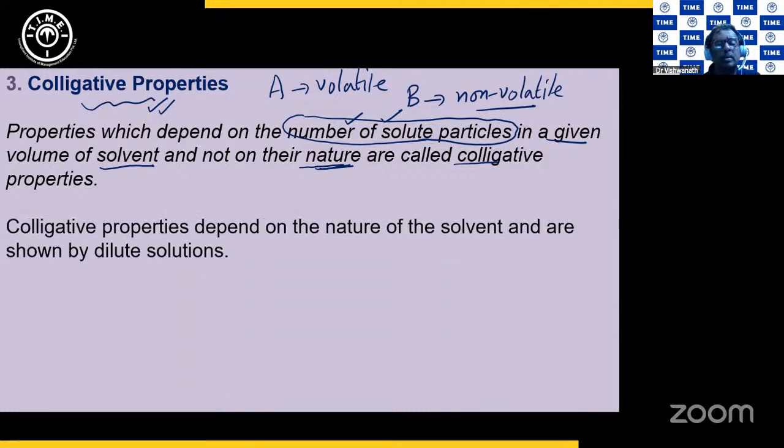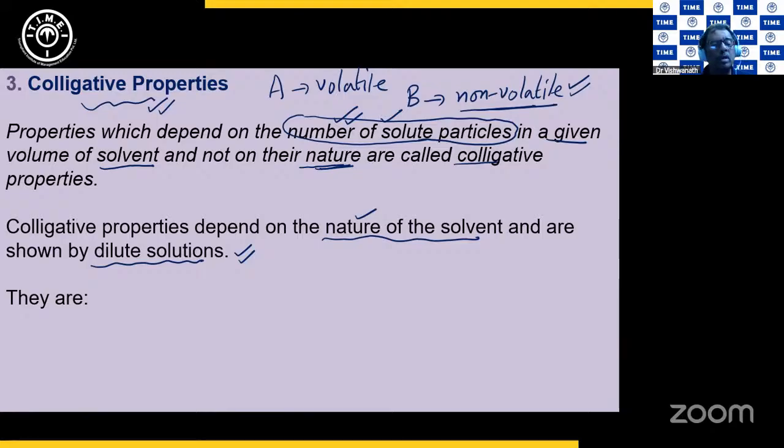Now, colligative properties depend on the nature of the solvent, right? We said they don't depend on the nature of the solute. They depend on the number of the solute, but then they depend on the nature of the solvent and are given only by dilute solutions. So whenever you have a colligative property, we'll find them only in dilute solutions, and when there is a non-volatile solute. This is very, very important. A non-volatile solute and a dilute solution can give us colligative properties.